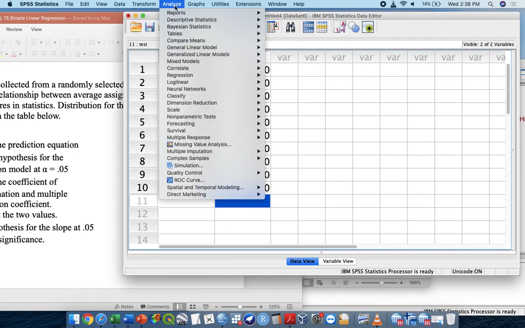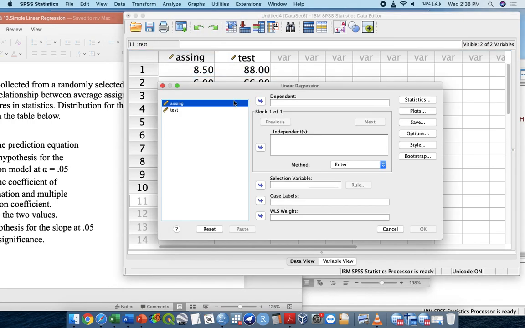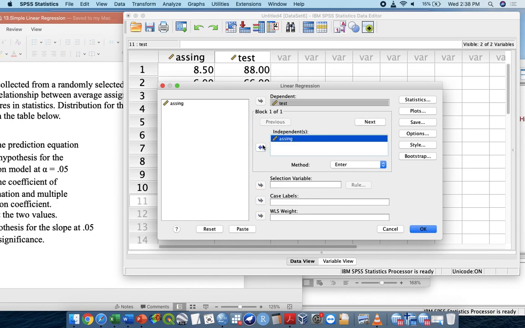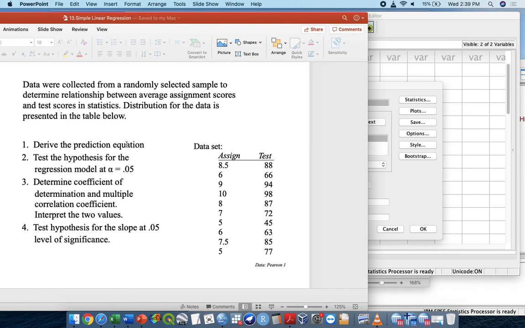We proceed with analyze, regression and go to linear regression. Okay, after that, your dependent will be your test, right? And then your assignment will be your independent, because we want to know, is there any relationship between these two? And our dependent here will be the test. Okay, derive the prediction equation. It says here, data were collected on the sample relationship between average assignment score and the test score. Distribution data is presented below.